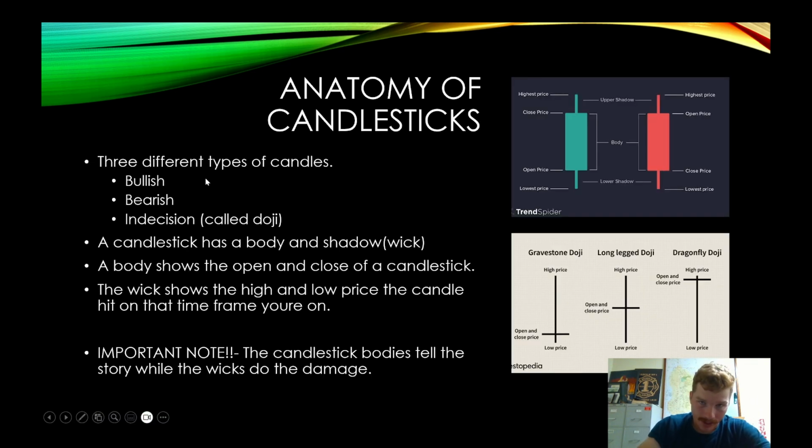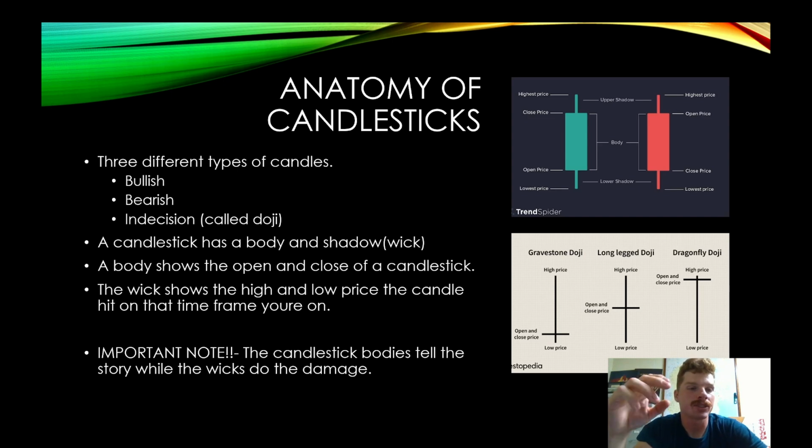So, the anatomy of a candlestick. There are 3 different types of candlesticks: bearish candlesticks, bullish candlesticks, and indecision. Bullish candlesticks, if you have the generic colors on your screen, are green candles. They're green up candles, which means the price is rising. Bearish are red candles, which means price is decreasing. And indecision means price is not sure, I guess you can say.